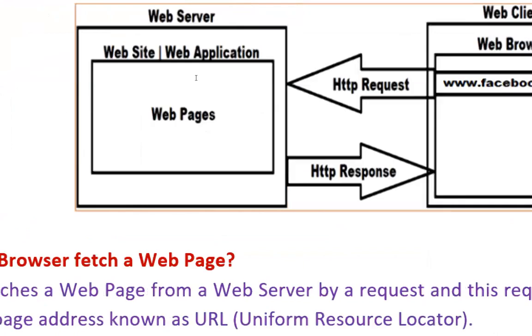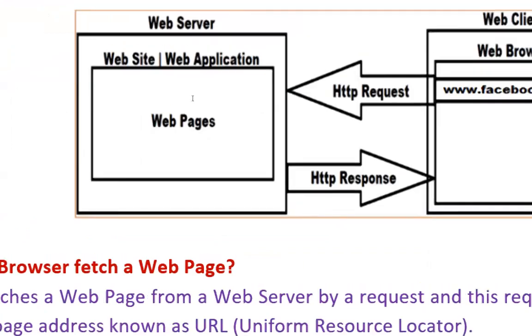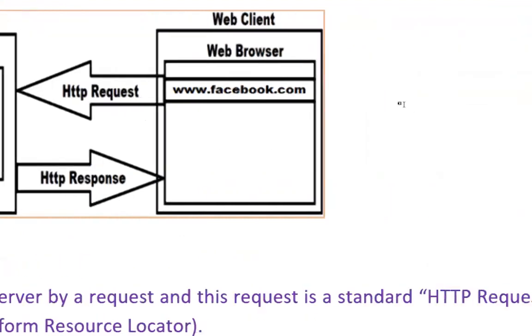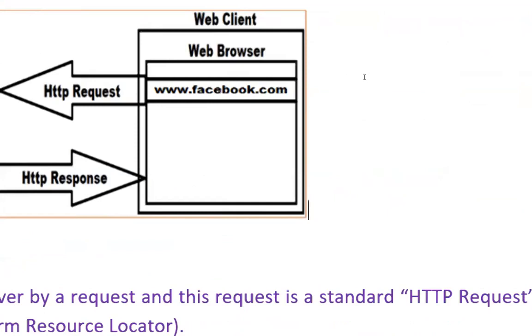What is this? Under the web server we have... understand it? One web server can have multiple websites. And every website is a collection of web pages, and one website can have multiple web pages. And here we have the client, which means we are the clients. In the browser, you're going to type the address.